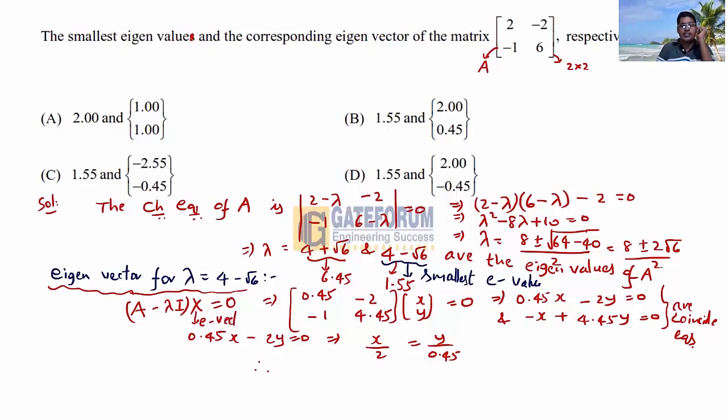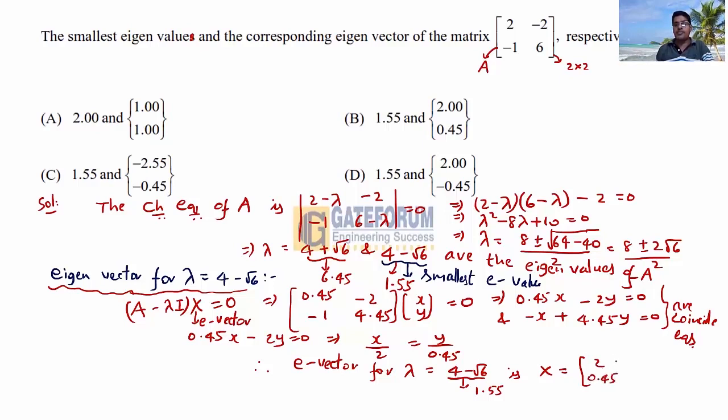That is, for a single eigenvalue, we have infinitely many eigenvectors. One of the eigenvectors is in simplest form. So I can write the eigenvector for lambda equal to 4 minus root 6, which is 1.55, as capital X equal to small x value 2, small y value 0.4. The 2 can be written as the decimal number 2.00. So the answer is 2.00, 0.45.